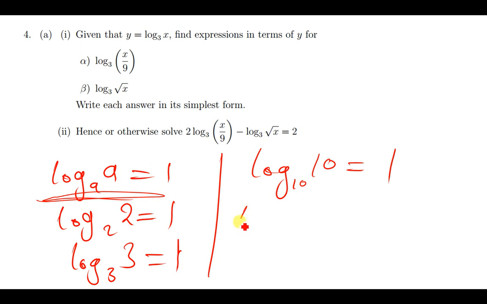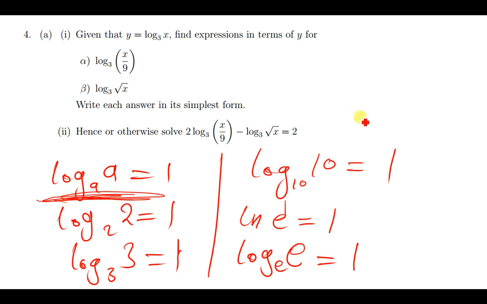Same applies to the ln of e. The ln of e is equal to 1. Why do we say that? Because we know that ln is simply a special logarithm with a base e. So this one can be written as log e base e, which is also 1 because it's in that format. And then the other thing is that log 1 is equal to 0. This is what you should understand.